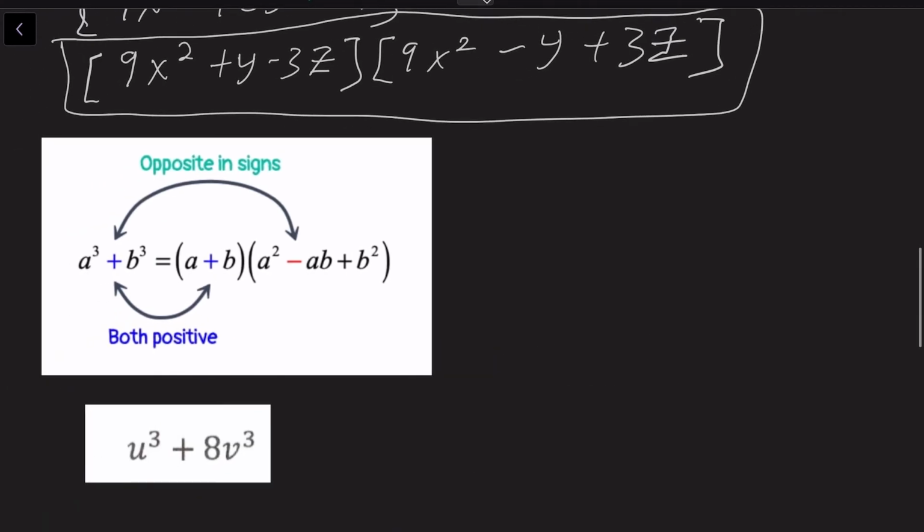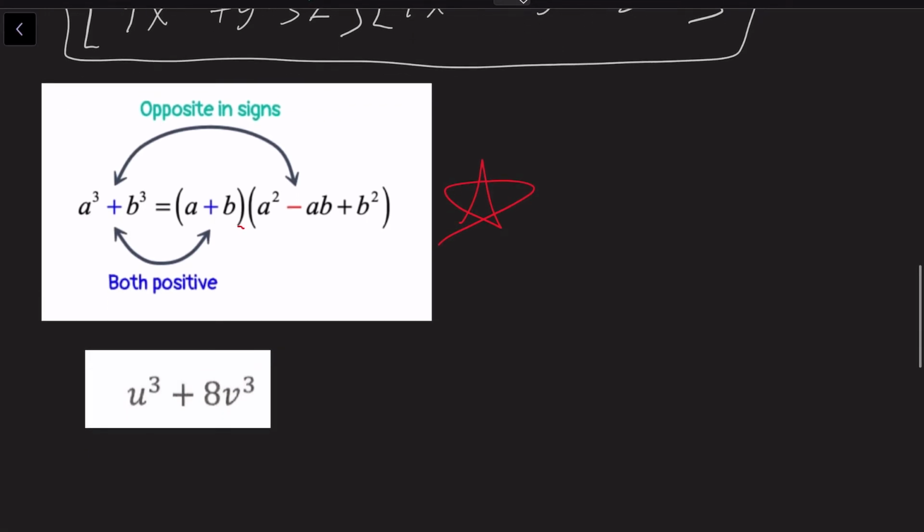Now this next one, it's not going to be difference of squares. Now it's going to be the sum of cubes. This is our sum of cubes equation. We have a cubed plus b cubed is going to equal a plus b multiplied by a squared minus ab plus b squared. Now what are our a values in this first question?